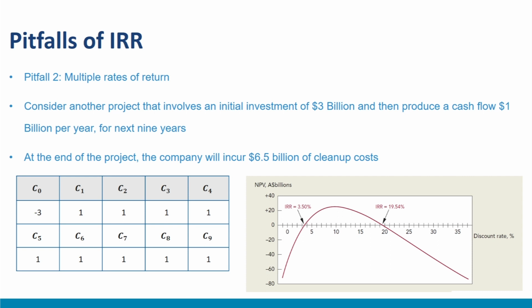Let us see the relationship between the project NPV and discount rate for this project as shown here. As we can see, there are two discount rates that make NPV equal to 0. These are 3.5% and 19.5%. As the discount rate rises, NPV initially rises and then declines. So NPV crosses the 0 NPV line two times, first on the rising side and then second on the falling side.